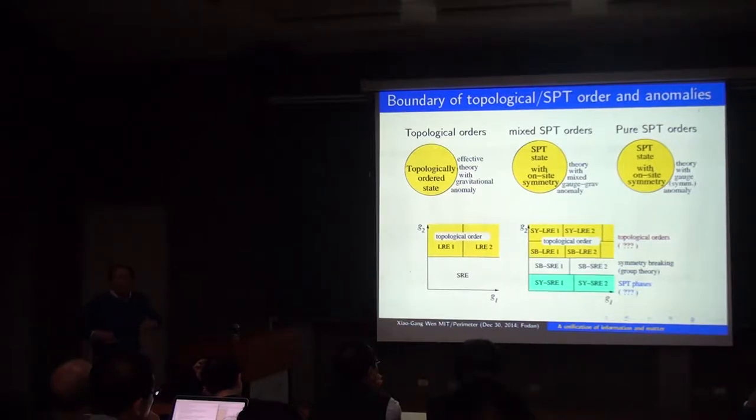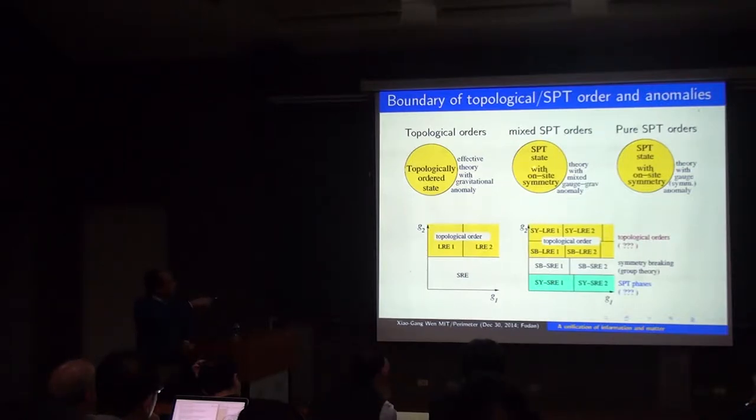This anomaly is something studied in high energy physics. But somehow this anomaly suddenly enters into condensed matter physics in a very systematic way: the topologically ordered states or SPT states have anomalous boundaries.